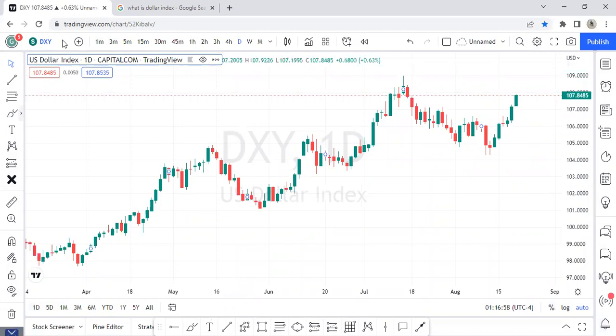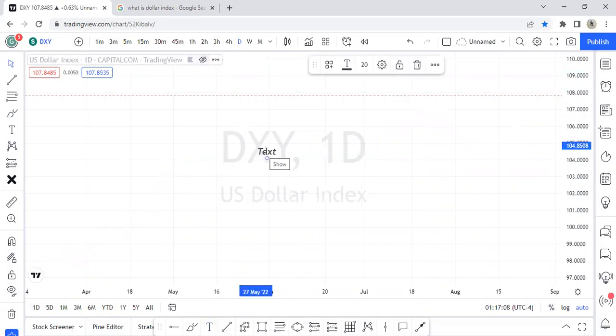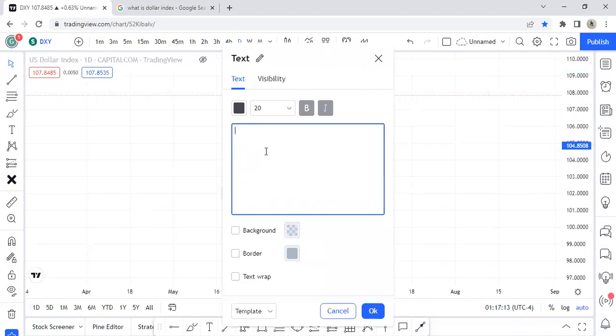Now let me give an analogy so that it could be easier for you. Whenever you are analyzing the DXY, the dollar index, if it's bullish, expect USD-something pairs, the USD XXX pairs, to be bullish, and XXX USD pairs to be bearish.